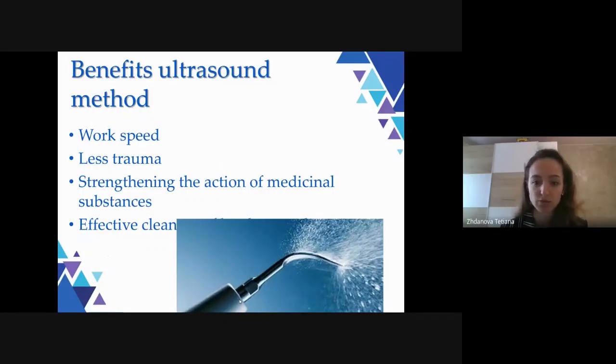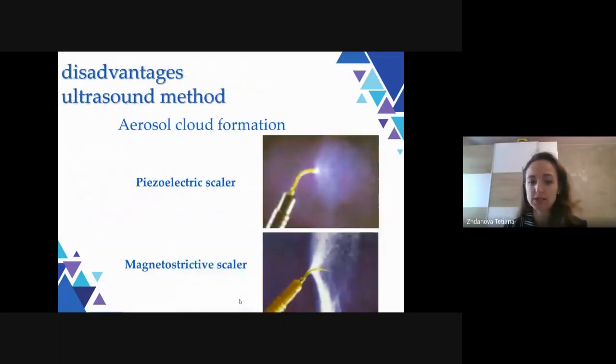So benefits of the ultrasound method: work speed, less trauma, strengthening the action of medicinal substances, and effective cleaning of the teeth. And disadvantages: it causes aerosol cloud formation. Types are the piezoelectric scaler and the magnetostrictive scaler.